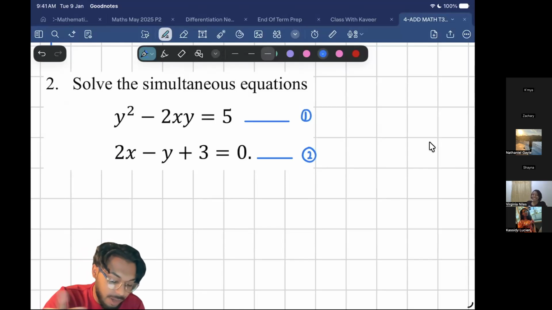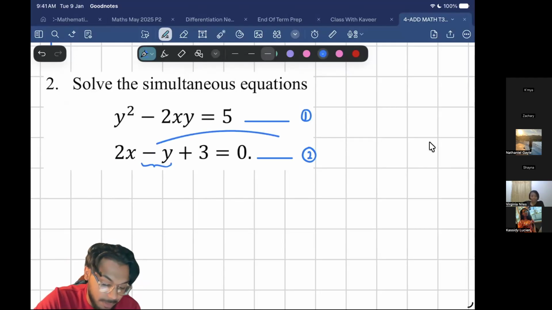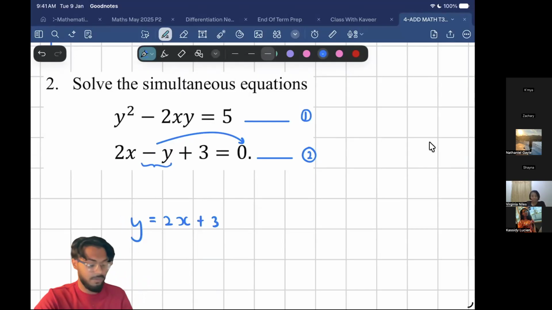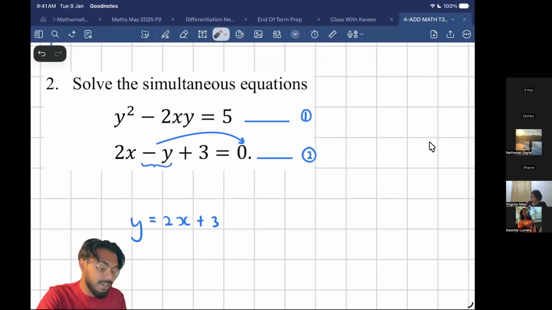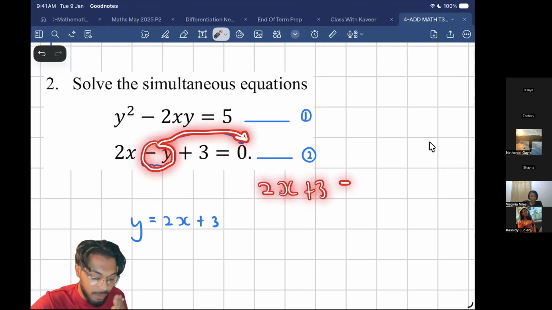But anyways, this is how I would advise you all to work it. The safest way. Check it, right? You see this minus y over here? It's real easy. If I take that minus y and I move it across, what happens? Y would be equal to 2x plus 3. If you take minus y and then move it across, what does it become? 2x plus 3 would be equal to y. Exactly. 2x plus 3 is equal to positive y.